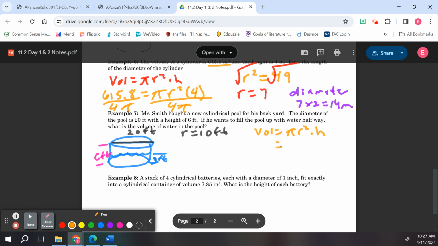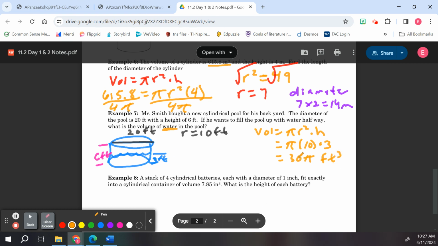Now we have a height for the total amount of water. That's what they're asking for. What is the volume of the water? They're not asking for the total volume of the pool, okay? So this is going to be pi times 10 squared times 3, because that's how high it goes. So this is 30 pi, which is your exact answer, and that would be feet cubed.